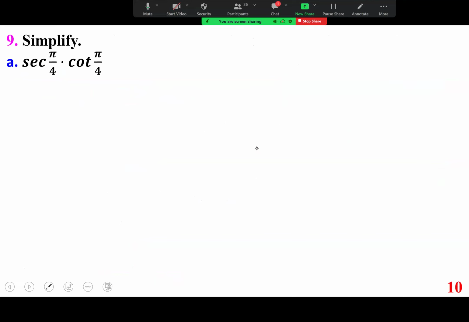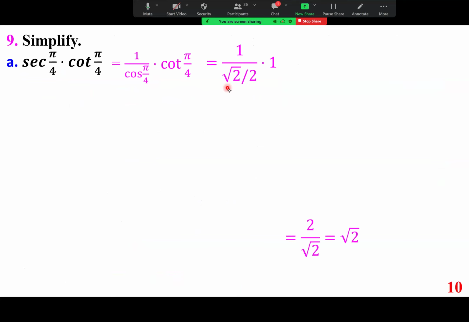We want to simplify secant power 4, cotangent power 4. Secant is 1 over cosine. And the reason we do it, because we know cosine of power 4 is square root of 2 over 2. Cotangent is 1. And that means 2 over square root of 2. That means square root of 2. So we can easily come up with the answer.